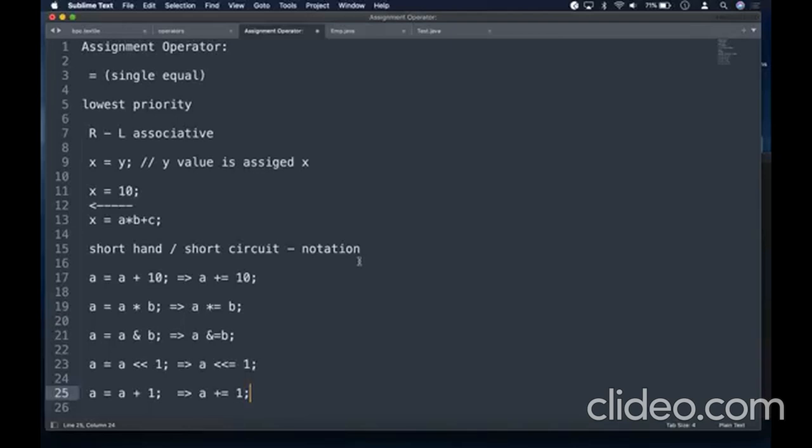And finally, the assignment operator, which is the lowest precedence operator and is right to left associative. Hope you have understood, and see you in the next session with the remaining operators, which are the increment and decrement operators, then logical operators, bitwise operators, and finally the ternary operator. Thank you.